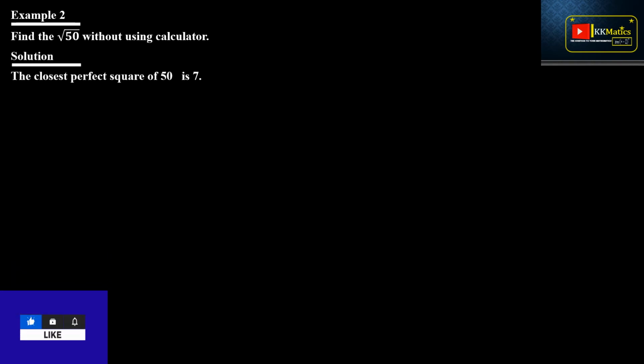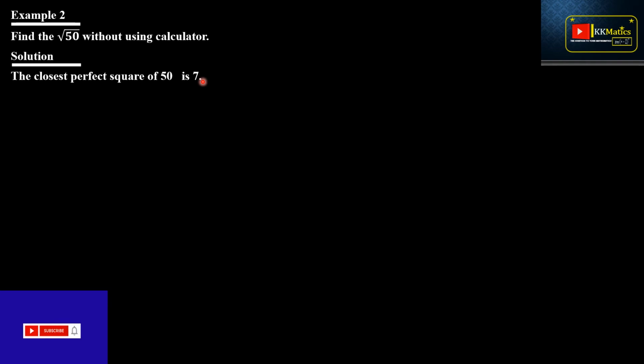Okay, example 2. Find the square root of 50 without using a calculator. The closest perfect square to 50 is 49, which is 7 squared, because 6 squared gives us 36, 7 squared gives us 49, and 8 squared is 64. Since 64 is bigger than 50, we will not consider it. Rather, we consider the closest one, which is 7 squared, 49.